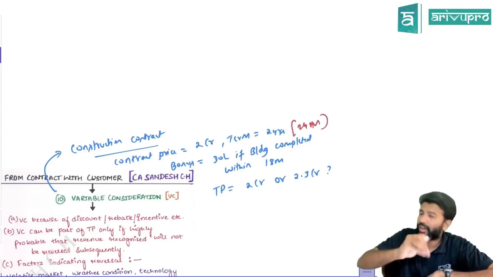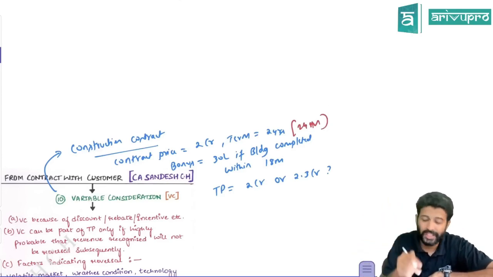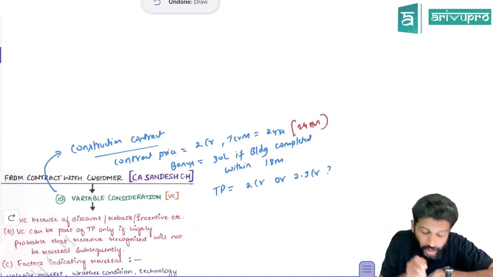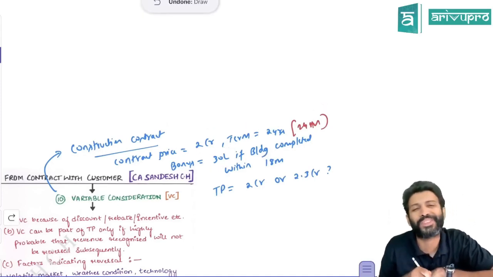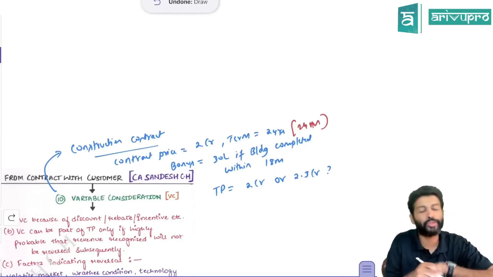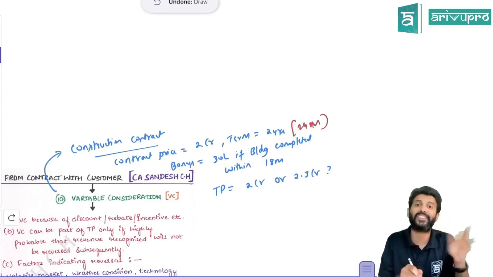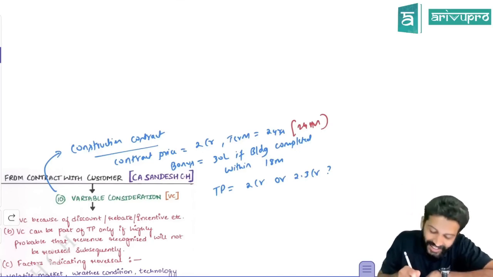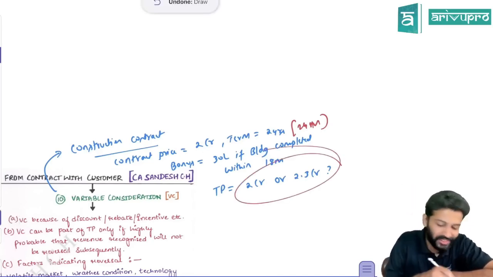But the contract has one more specification. The customer is saying if you construct the building within 18 months, with quality construction, you'll get an extra bonus of 30 lakh rupees. You will not get just 2 crores, you will get 30 lakh rupees extra. In that case, it will become 2 crore 30 lakh rupees. Now, what is the transaction price? Is it 2 crore or is it 2.3 crore?